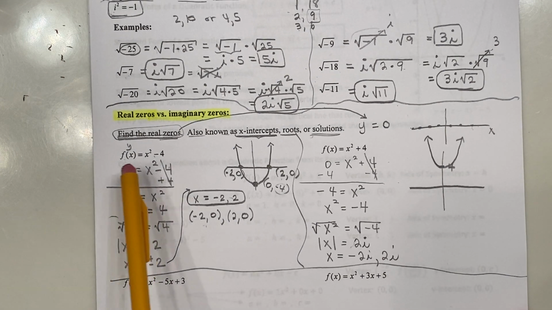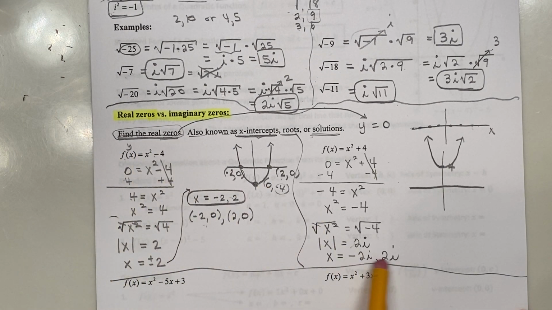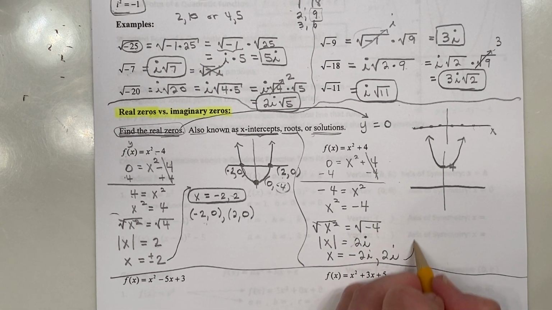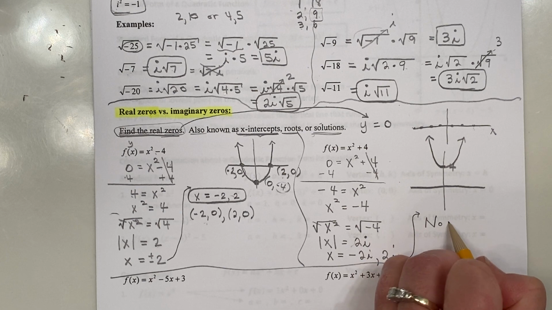So let's go back to the question. It says find the real zeros. Well, I can clearly see that I don't have any real zeros, so we need to respond to that question. So we just would say no real zeros.